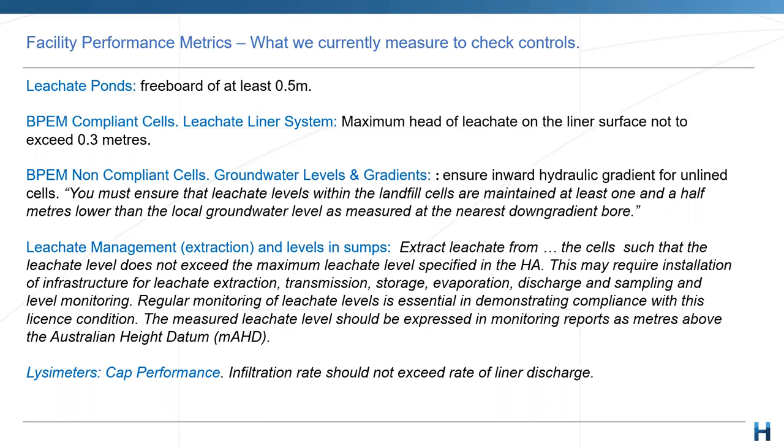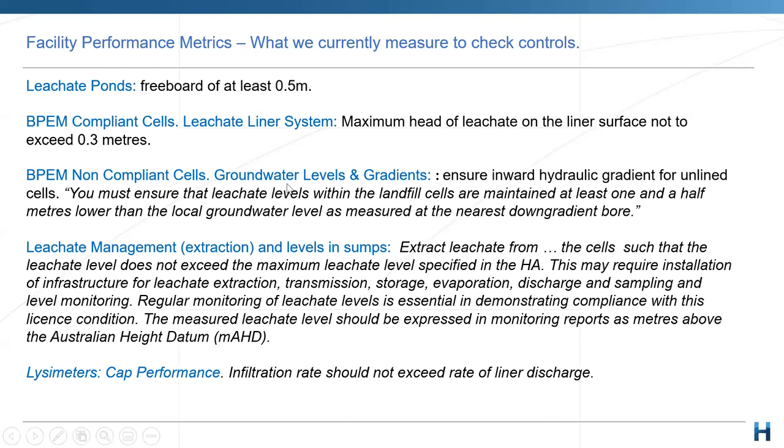The rules of those are typically set in the hydrogeological assessments that are undertaken, and the control on those levels is set by typically automating your pumps to operate at a certain level within those sumps. Those sumps are designed to remove the leachate. The leachate's coming through your drainage layer, which has that other criteria that we mentioned earlier, the leachate on the liner system of 0.3 of a metre.